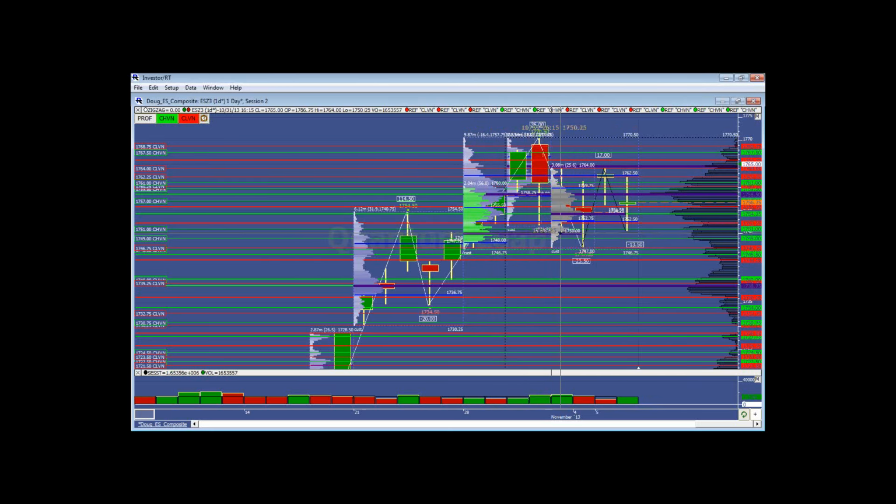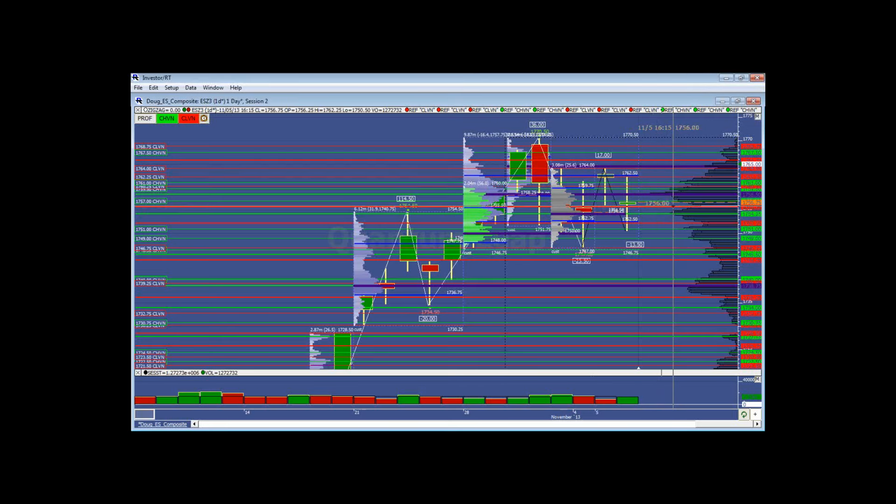Okay, found value at 1750. Moved it up, accepted the value at 1754.50. Made a run up. Where did they run up? 1764. Okay, didn't quite get to the 64.50. Sellers stepped in, took us back down. Where did they hold value? They come down and hold value at 1754.50. And then overnight, what do we do? Bam, we popped up and we're now trading at 1764.75, right around where we tried to hold value before.